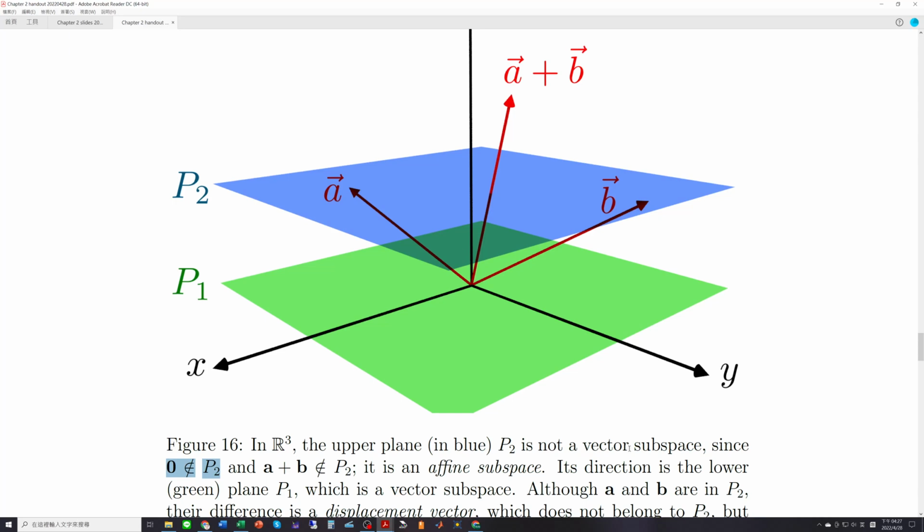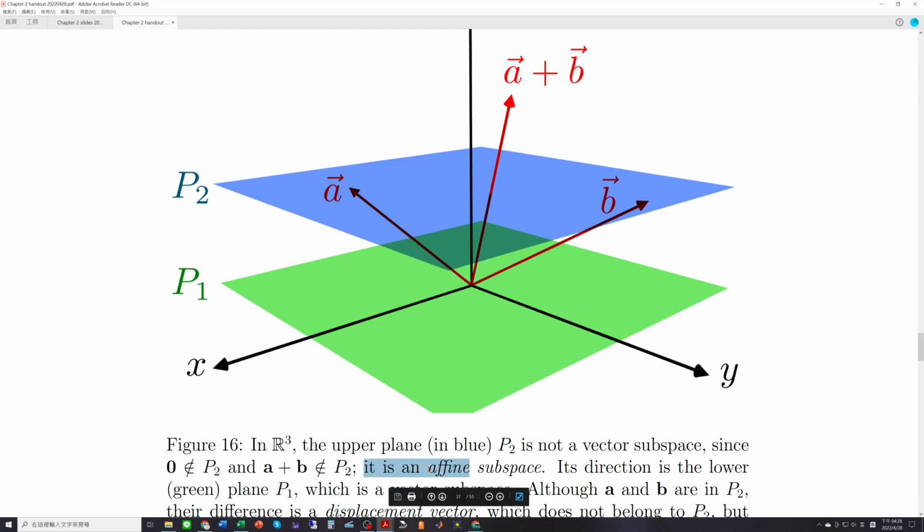Recall the definition of a vector space. One of the conditions is that the vector 0 should be in a vector subspace, and A plus B is not in P2. Okay, let us see. A is in P2 here, and B is in P2 here, but vector A plus vector B is not in P2. According to the definition of the vector subspace, if vector A is in the vector subspace and vector B is also in the vector subspace, then A plus B must also be in the vector subspace.